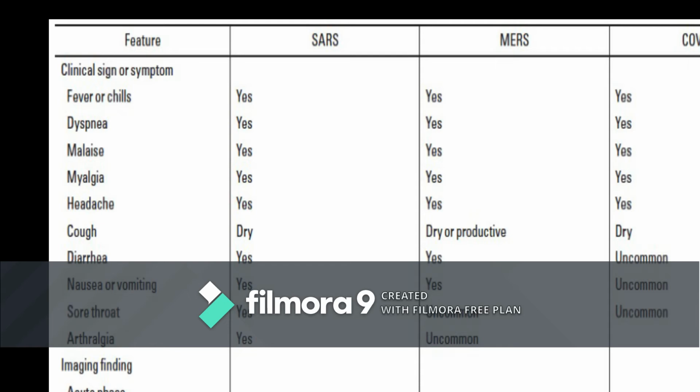Then for diarrhea, it's common in SARS and MERS, however, it's not common in COVID-19, and the same applies for vomiting. For sore throat, it is common only in SARS, it's not common in either MERS or COVID-19. And the same applies for arthralgia. It's only common in SARS and it's not common in both COVID-19 and MERS.